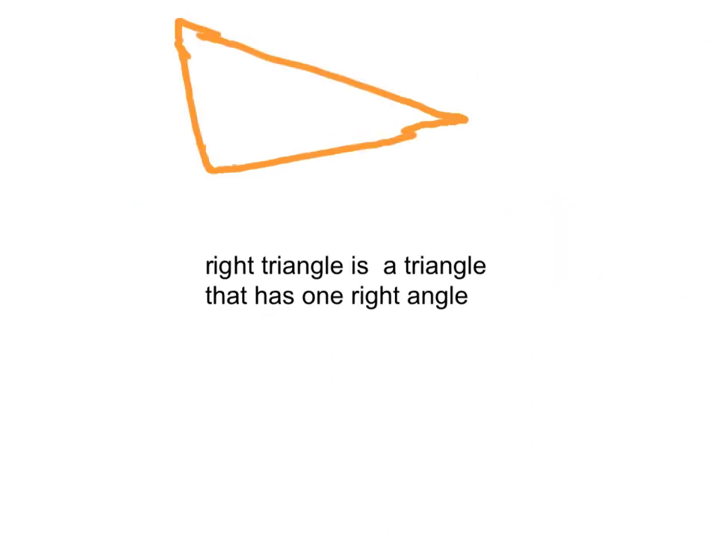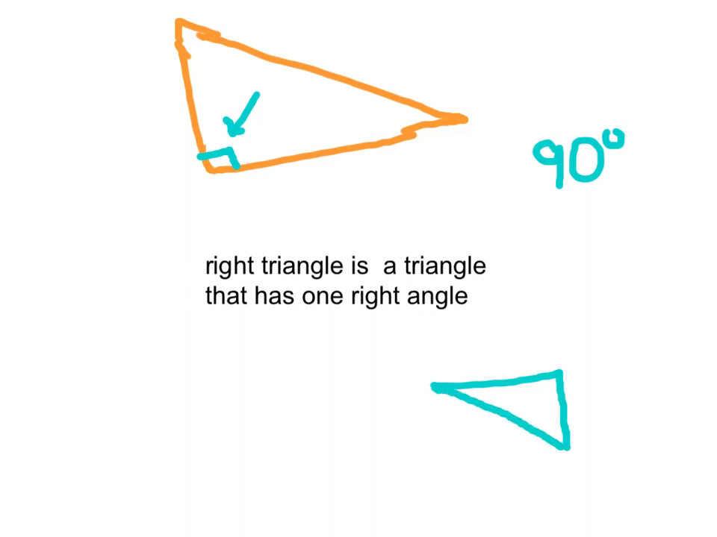A right triangle is defined as a triangle that has one right angle. My example here is a right triangle. Point at the right angle, please. Ideally, you pointed at this angle right here, because a right angle has 90 degrees. Oftentimes we will see that symbol for a right angle. We don't have to see that symbol, but oftentimes we will. This also is another example of a right triangle, because there is a right angle within that triangle.